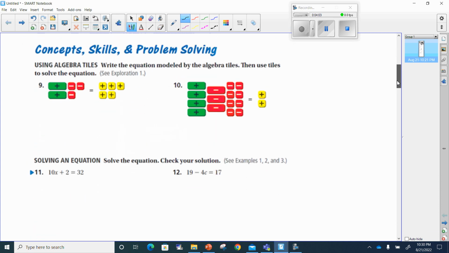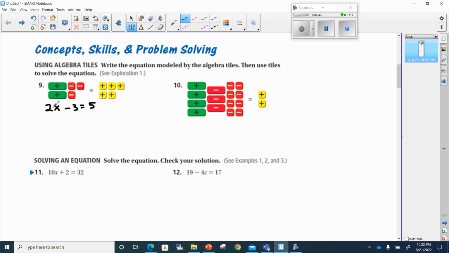Now going to number 9. It says use these algebra tiles to write an equation modeled by the algebra tiles, then use tiles to solve this thing. All right, so let's go ahead and make an equation first. The way I see it, I've got some number, there's 2 of them there, right? And then they're next to negative 3. So I'm going to say 2 times a number, that's a positive, right? Minus 3 is going to be equal to 5, positive 5. That would be what my equation would be.